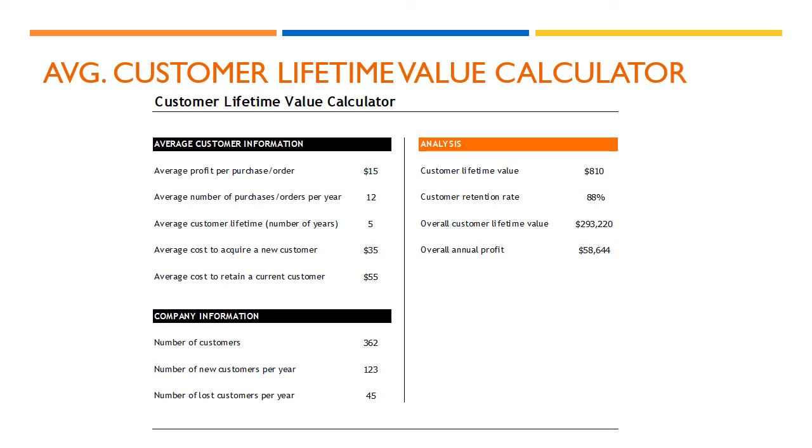Another approach you may want to use is to calculate the overall CLV for your company, an average of all your customers. In this worksheet, you will need to provide the base level customer information, which includes the average profit per purchase or order, the average number of purchases or orders per year, the average customer lifetime in number of years, the average cost to acquire a new customer, and the average cost to retain a current customer. You will also need to add the total number of customers, the number of new customers per year, and the number of lost customers per year. The worksheet will then calculate your average customer lifetime value, and several other indices.